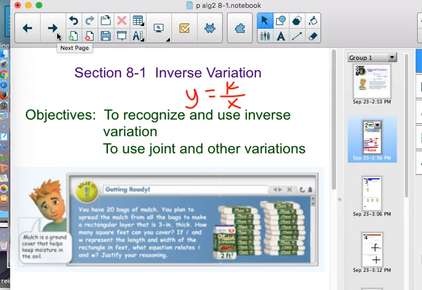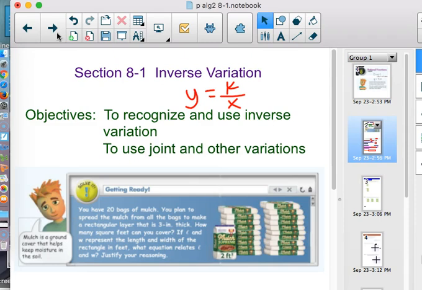So, if you buy more tickets at the movie theater, you have to pay more money. As your number of tickets goes up, the number you have to pay goes up. Inverse variation is about what happens when one of them goes up and the other goes down.